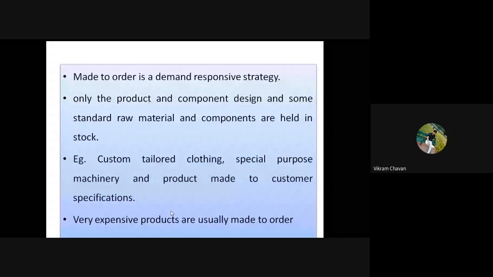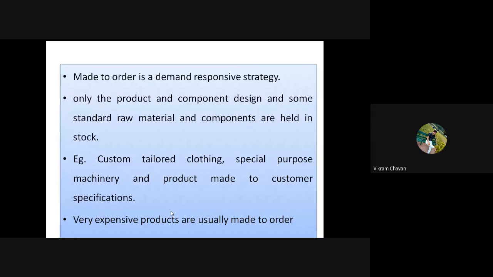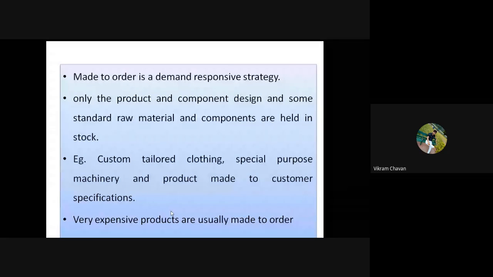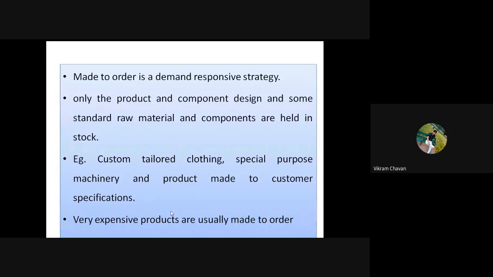Take the example of custom tailored clothing. If you want to stitch your new shirt in a custom manner from a tailor, that comes under make to order production. You select your type of cloth, select the different colors, and then the tailor stitches that cloth according to your requirement. That is the customer specification. That will be the simplest example, I think. The order you have given, you will get after 4 or 5 days, or after 1 week, or 1 month, or even 1 year. It depends on your relation with that particular tailor.